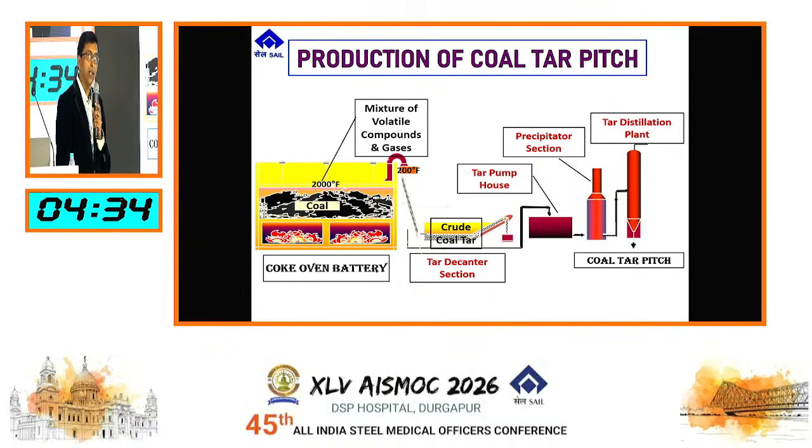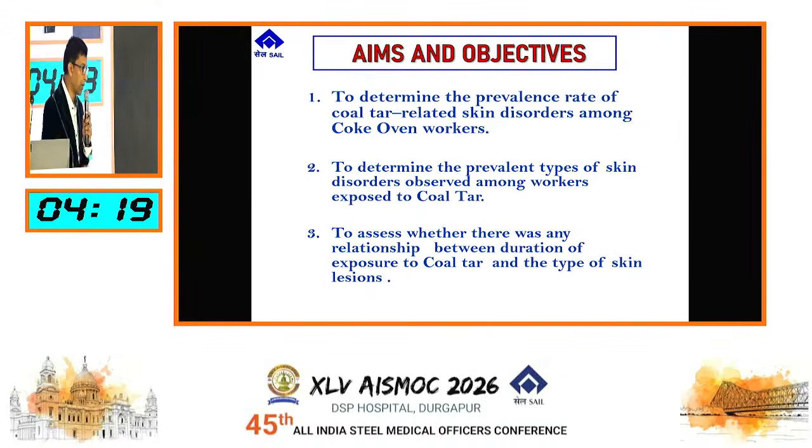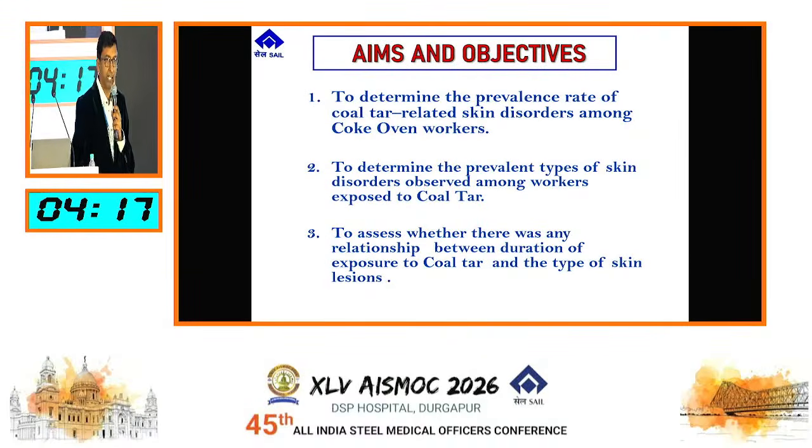During periodical health checkups at our center, we observed instances of skin diseases among employees exposed to coal tar in various sections of coke oven. So we decided to evaluate this issue further. Our aim was to determine the prevalence rate of skin diseases among employees exposed to coal tar in various sections of coke oven, to determine the prevalent kinds of skin diseases in these employees, and to assess if there was any relationship between duration of exposure to coal tar and occurrence of skin diseases.